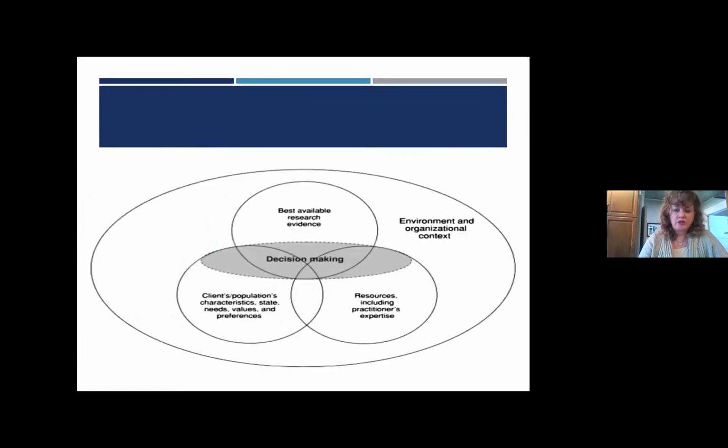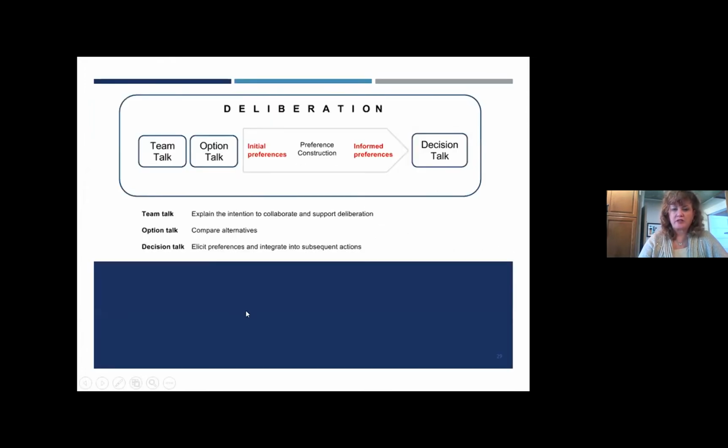So the shared decision-making really should be the nexus of data that comes from the best empirical evidence, the practitioner's expertise in the disease state and in their clinical skill set, as well as equal weight being given to the client or patient's needs, values, and preferences to arrive at a decision.